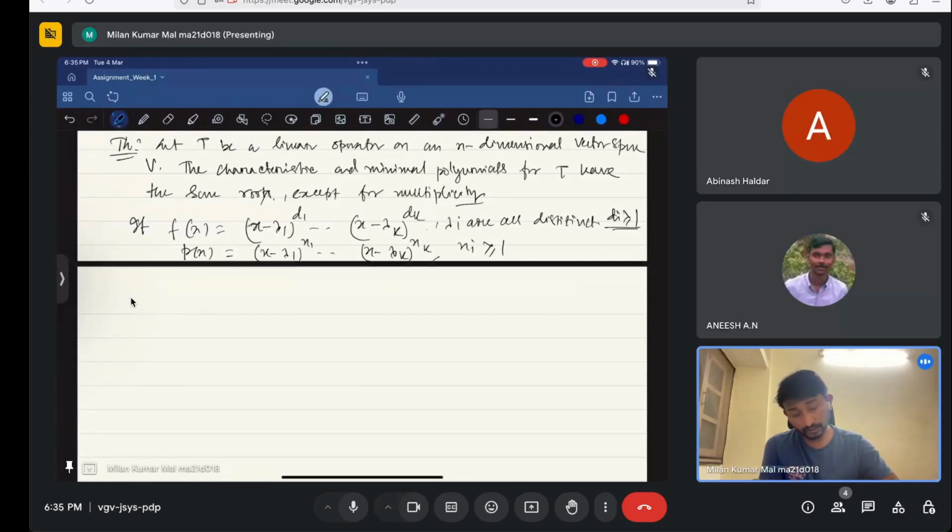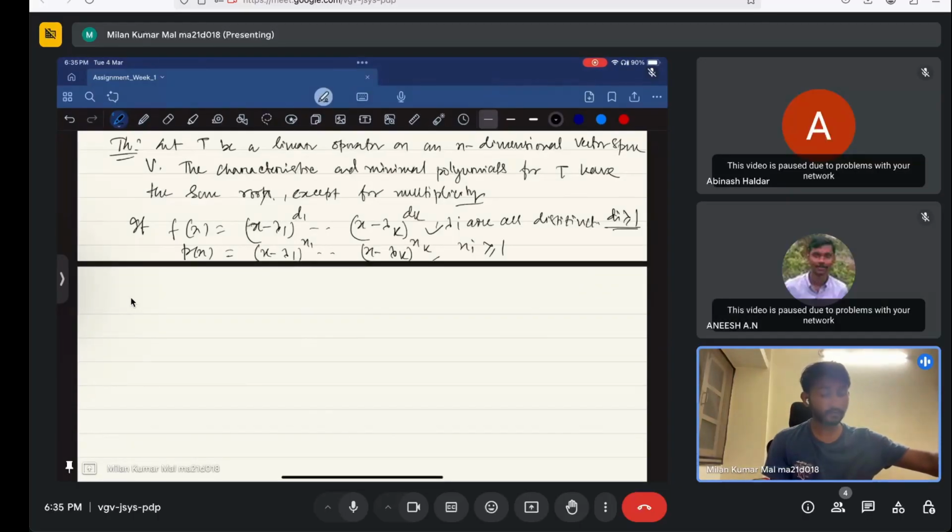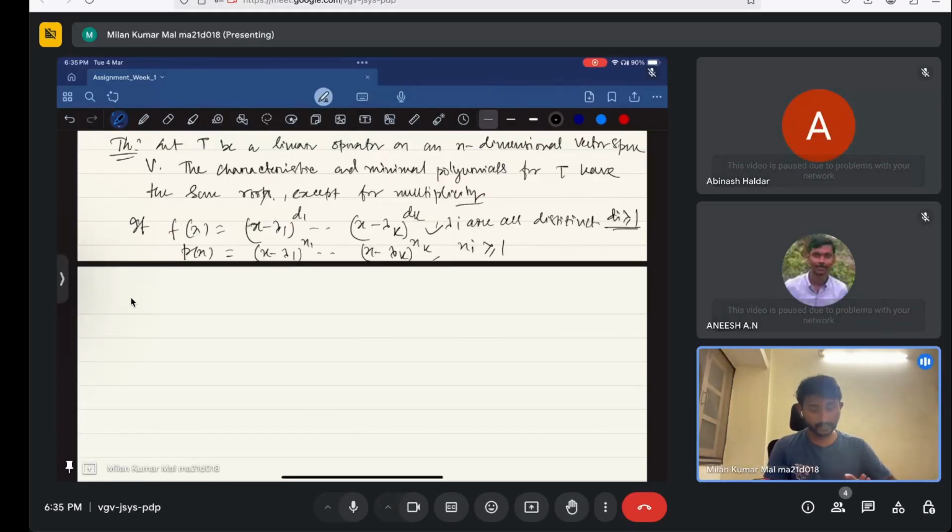Suppose we are assuming that each factor appears, therefore each d_i will be greater than or equal to 1, and they are integers, obviously. Then the minimal polynomial p(x) will be something like (x − λ1)^n1 all the way up to (x − λk)^nk, where each factor will appear there.